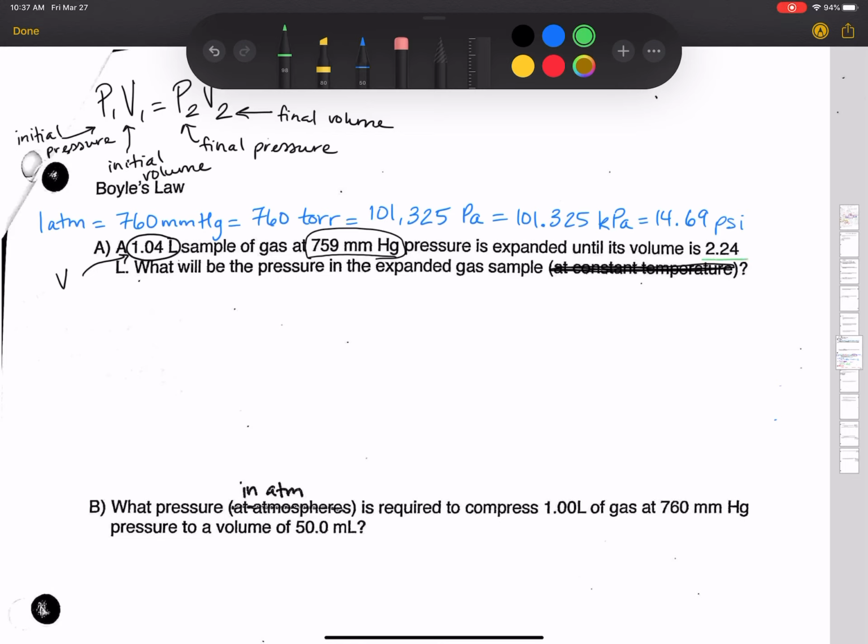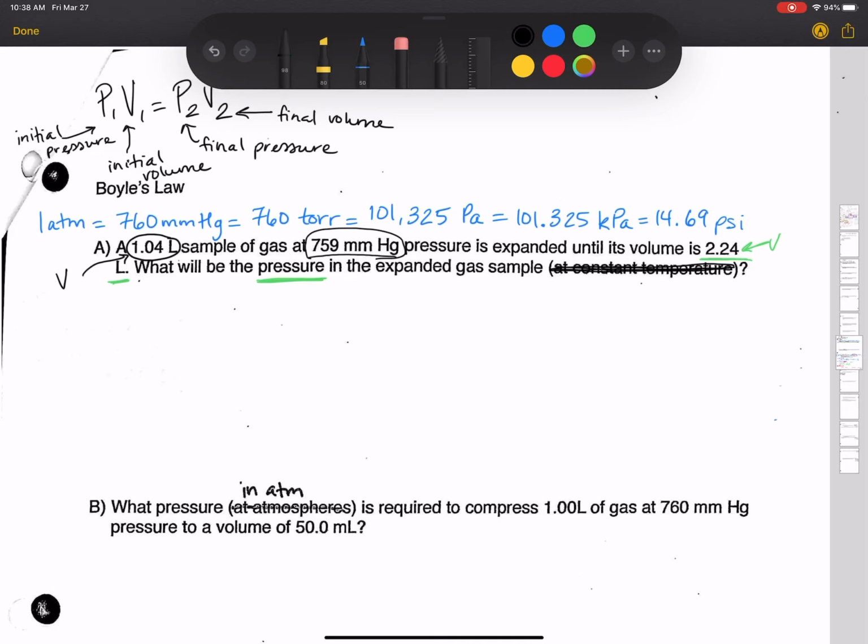I'm going to underline that in a different color just to make things a little bit easier for us. So this right here is another volume. Then they're asking you what will the pressure in the expanded gas sample be? So they're looking for the new pressure of the expanded gas. What's really important for you is that you keep your P1 and V1 together and you keep your P2 and V2 together. So here's what I mean by that.